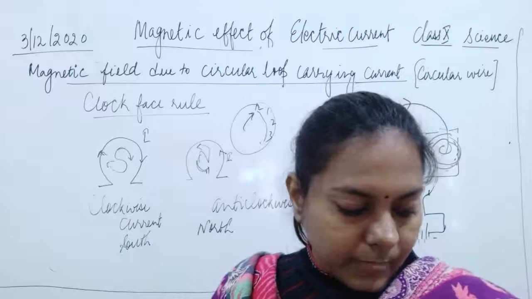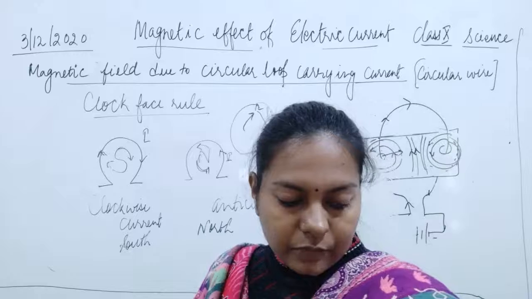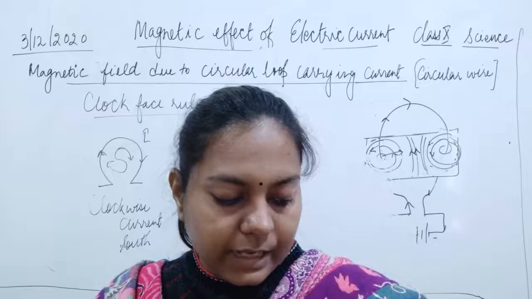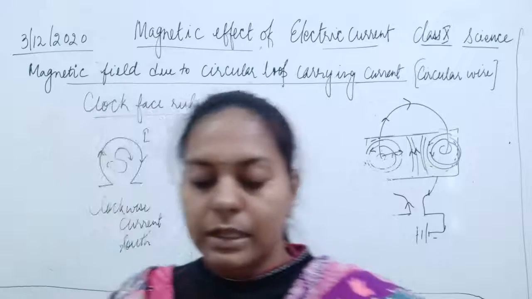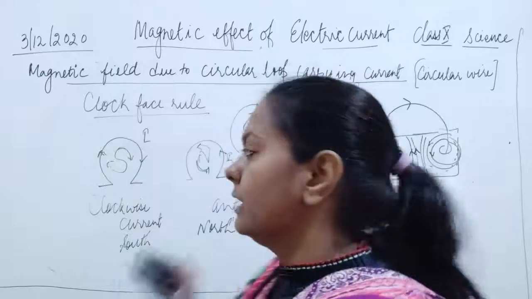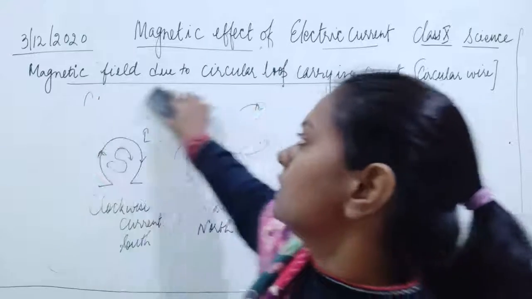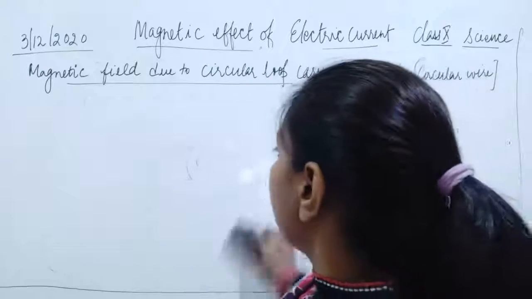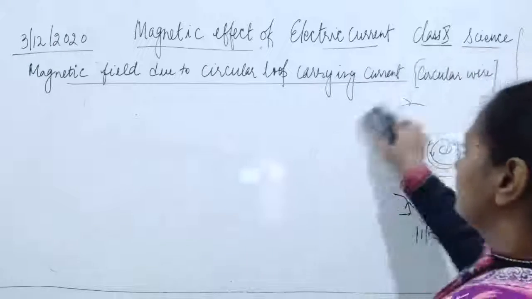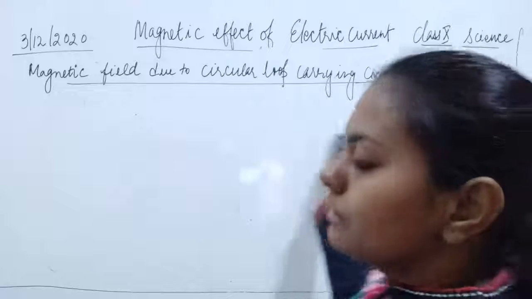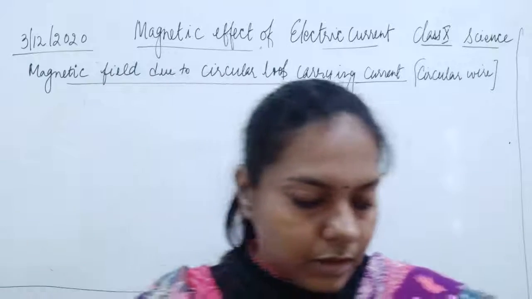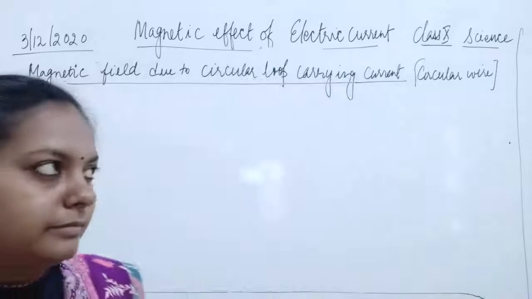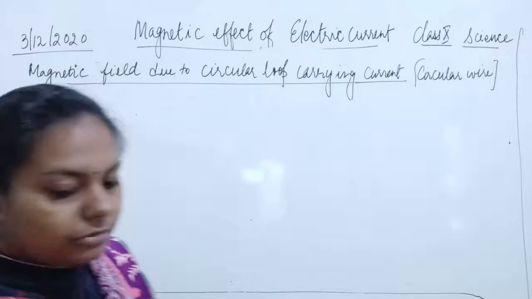Okay. If the direction of the current in the front face of the circular wire is a clockwise direction, then the back face of the circular wire would be anti-clockwise direction. ठीक है, आप ऐसे भी याद कर सकते हैं या फिर जैसा मैंने अभी आपको यहाँ पर एक्सप्लेन किया, you can remember in this manner itself. Okay, so this was about the magnetic field due to the circular loop carrying wire current, and also about the clock face rule. Okay, the next is magnetic field due to a solenoid. The next topic is magnetic field due to solenoid.